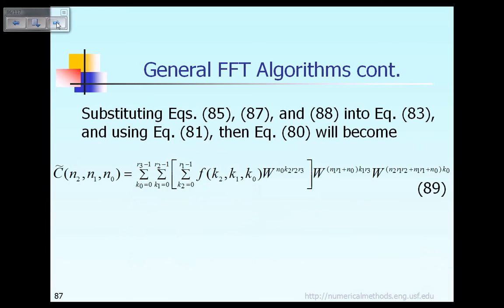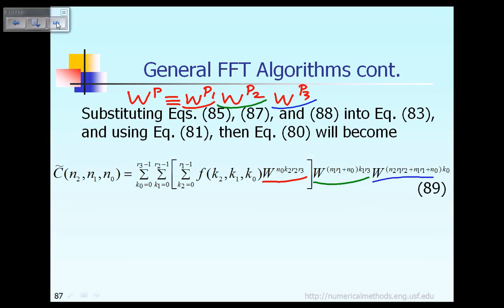So, after we calculate W raised to the power P1, W raised to the power P2, W raised to the power P3, the next thing we say, remember, W raised to the power P is the same thing as W raised to the power P1 times W raised to the power P2 times W raised to the power P3. So W raised to the power P1, that is this term right there in red color. W raised to the power P2, that is this term right here in the green color. W raised to the power P3, that is this term right here in equation 89 as I show you in the blue color.